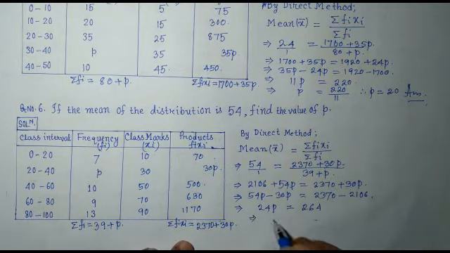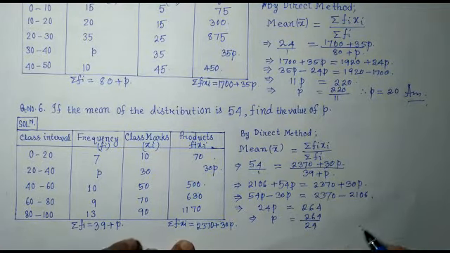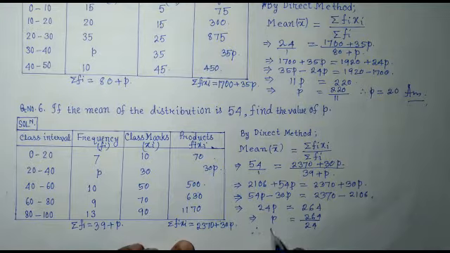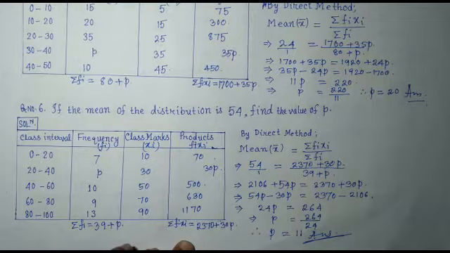Then what will be the value of p? P is equal to 264 divided by this 24. So if we divide, we can write here p is equal, 24 into 1 is 24, and then again 1. So it will be 11. So value of p is 11. That is the answer. The question is find the value of p. So p value is 11. So next question, one more question we will try to do.